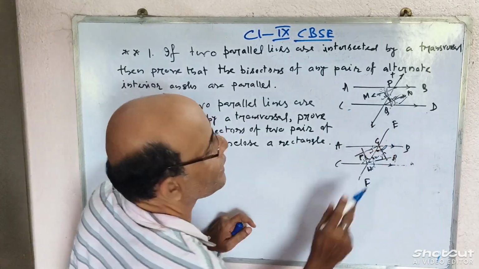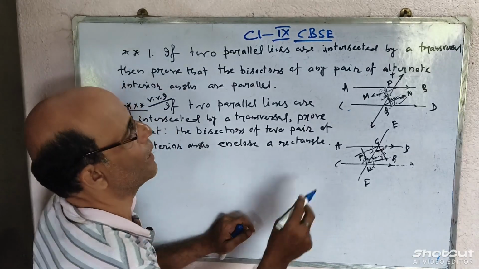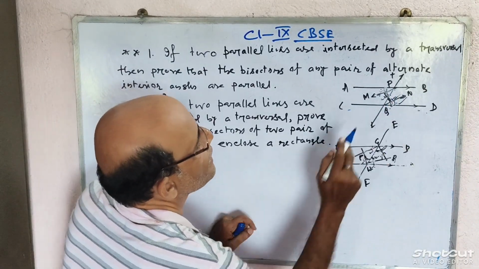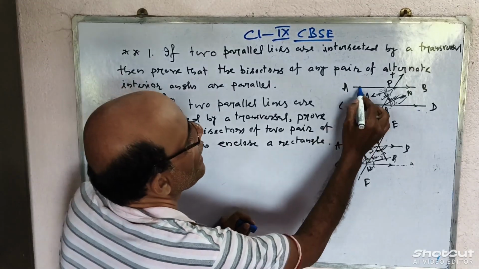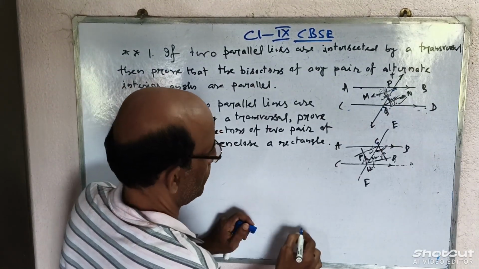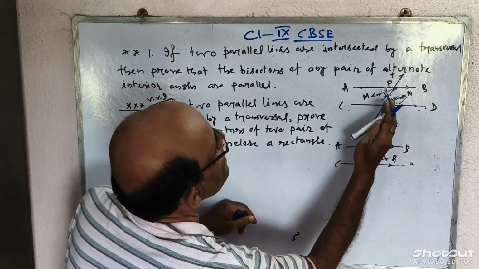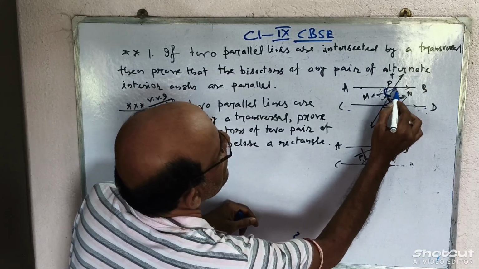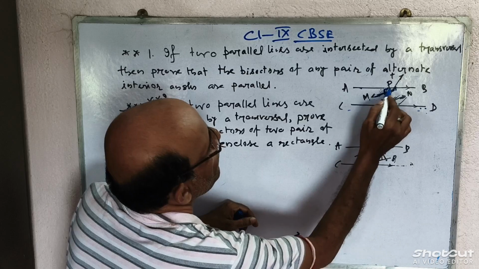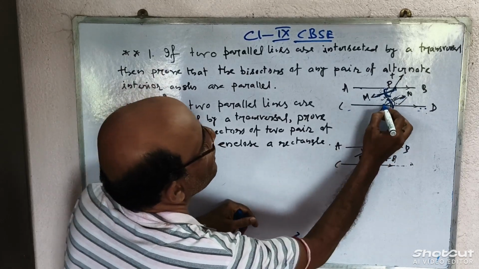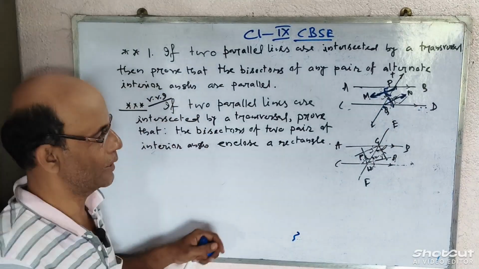AB and CD are two parallel lines and T is a transversal which cuts AB at P and CD at Q. Two alternate angles are APQ and PQD. APQ means this and PQD means this. The bisectors of these two alternate angles are PM and QN. You have to prove that these two lines are parallel to each other.